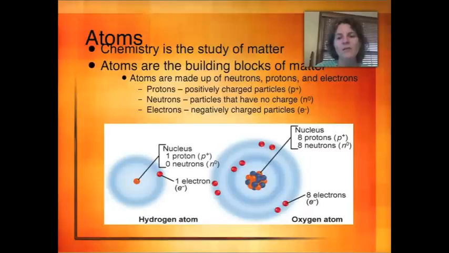Atoms are the building blocks of matter, and atoms are made up of three main parts: neutrons, protons, and electrons. Protons are the positively charged particles, and neutrons are the neutral particles. Both of those make up the nucleus. And then outside the nucleus, we have these electrons that are negatively charged.